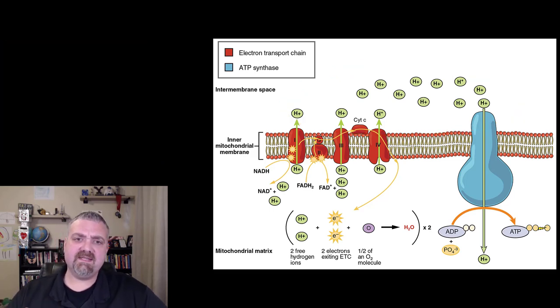Okay, so we're also looking at the process of oxidative phosphorylation. The energy made prior to this, like during glycolysis, where we weren't using oxygen, was called substrate level phosphorylation. So this is going to be oxidative phosphorylation.